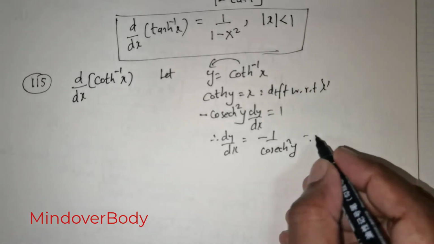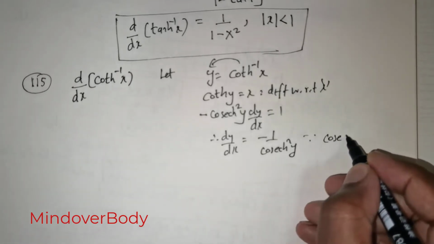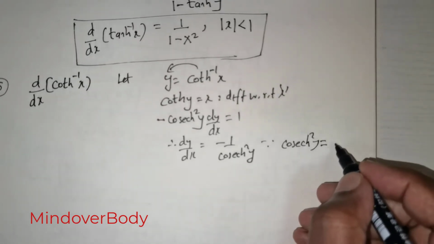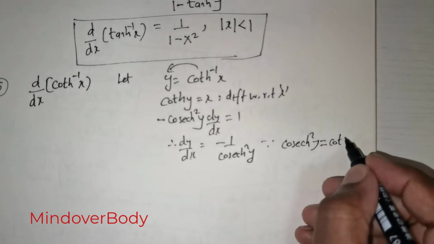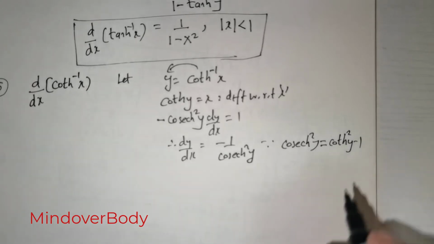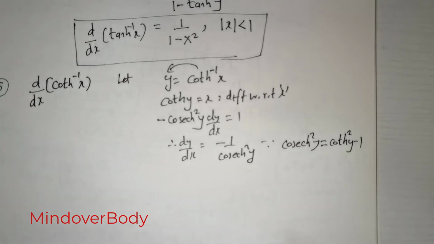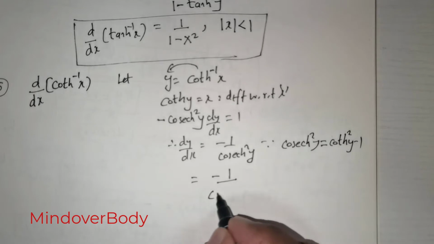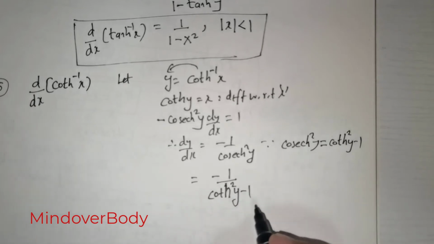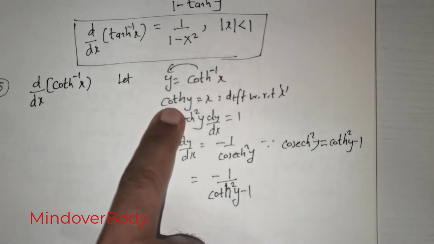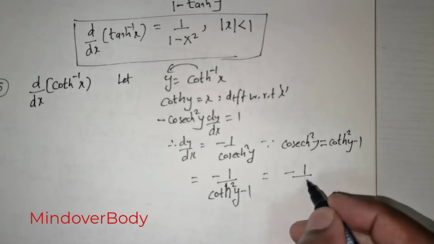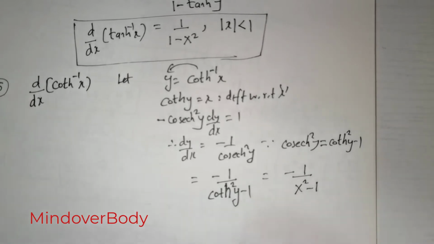Now we know that, so what do we know? We know that cosec squared y is equal to cot squared y negative 1. So this is equal to negative 1 over, I'm going to substitute this, hyperbolic cot squared y negative 1, but hyperbolic cot y is equal to x. So this is going to be negative 1 over x squared negative 1.